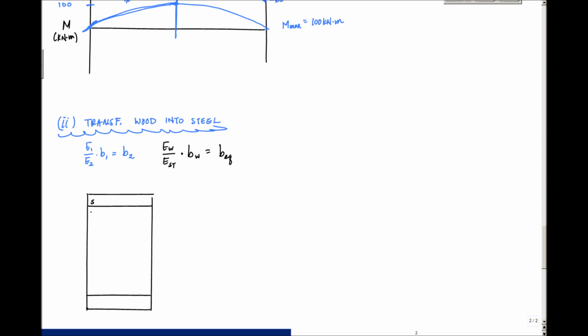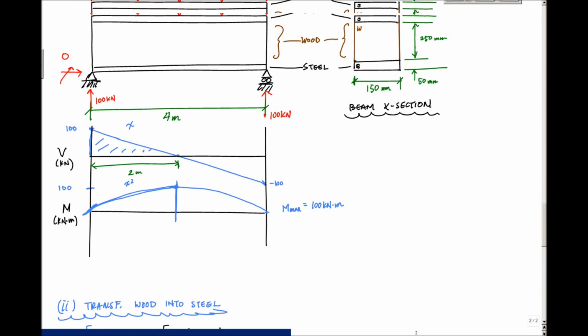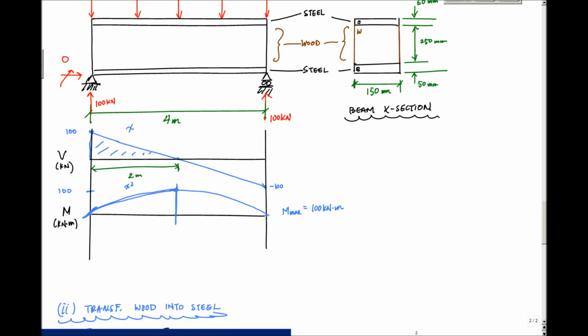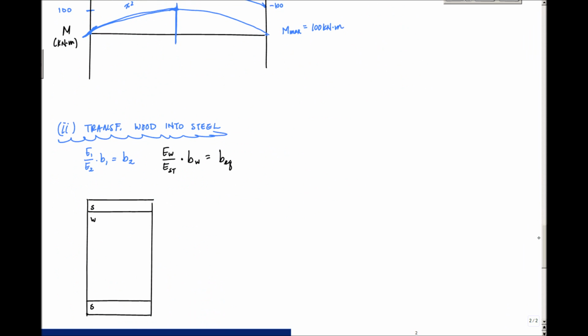The height of this section, let's go back and look real fast. It was 350 and then 150 width. So here I had here like this, right here like that. And this was 50, 250, and 50 all in millimeters right here, and the width of this deal was 150.